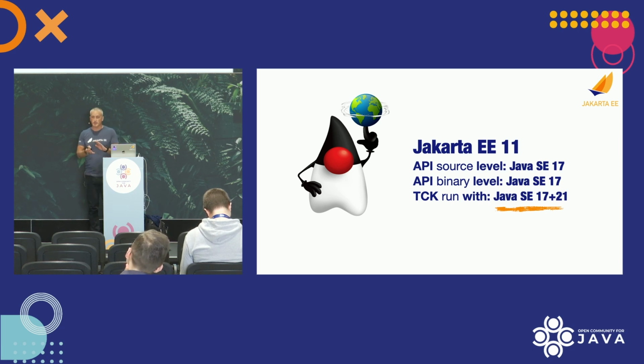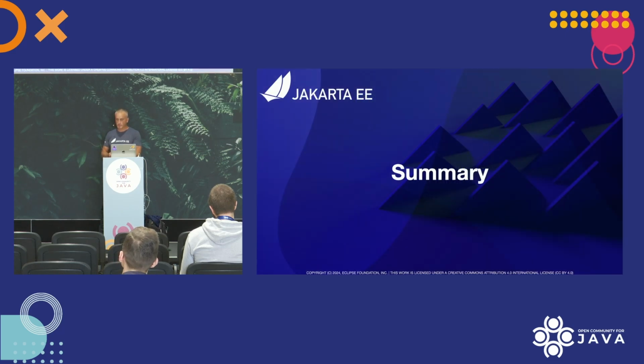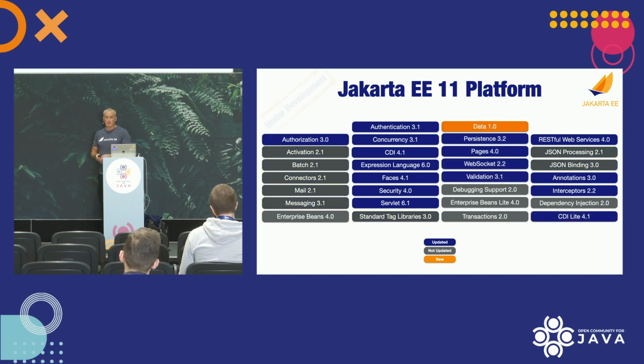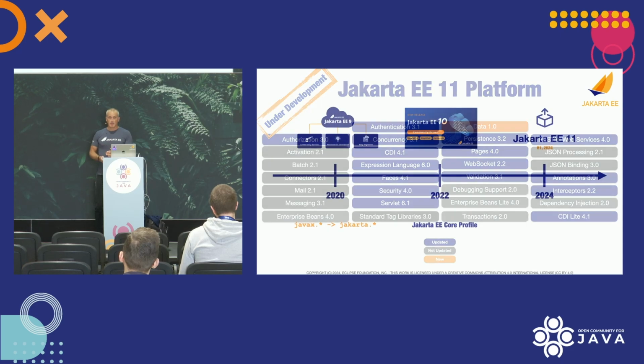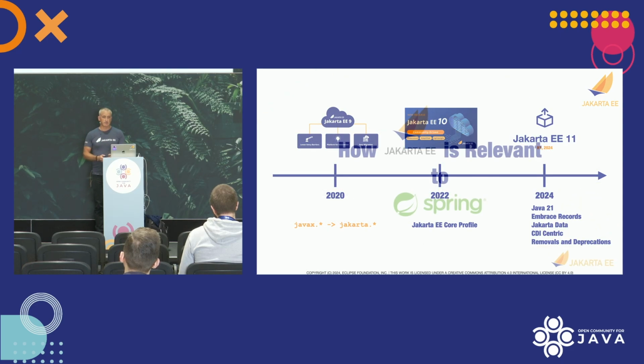We were thinking of doing, you have to be on 21, but then we've lost a lot of people, and Spring would have been forced to either not go on 11 or backport or force everybody on 21. And there are so many still on 17, so I think this is a very good decision made for the community. But we can use 21 or 23 features if you like. So to sum up, Jakarta 10 is here. Jakarta 11 is coming. And we have a 2 years release cadence of these releases.